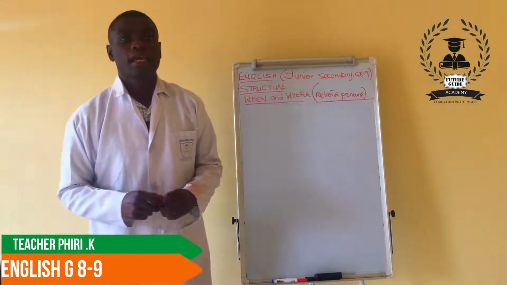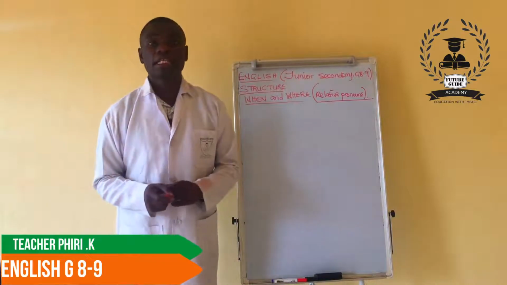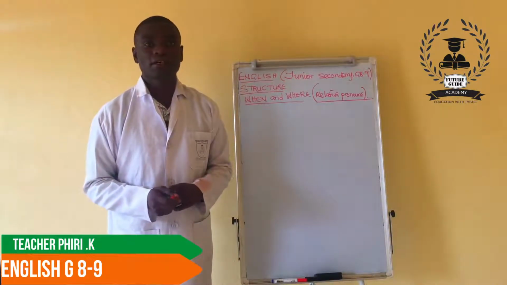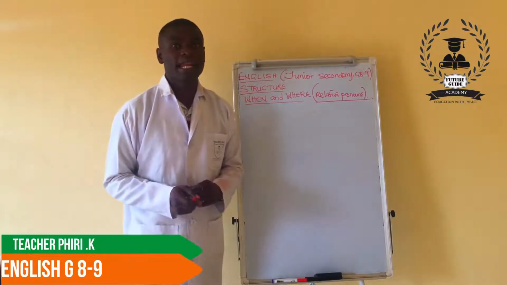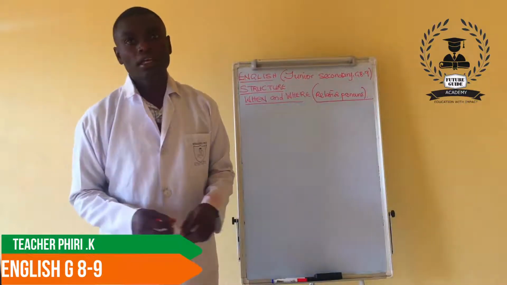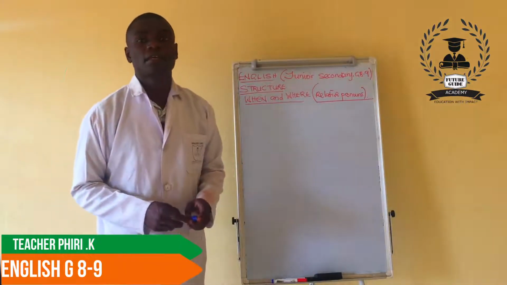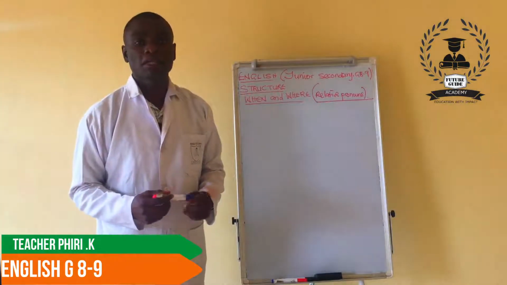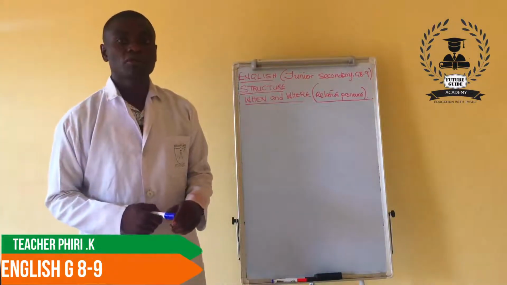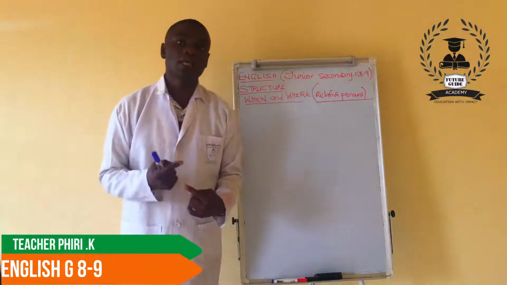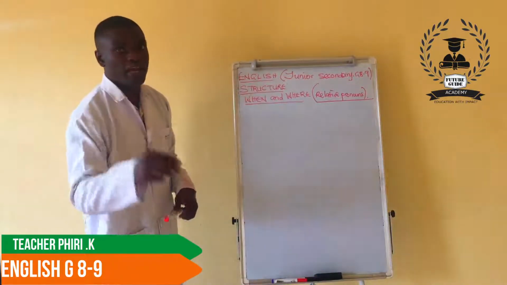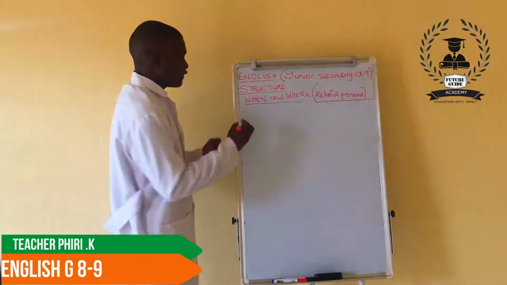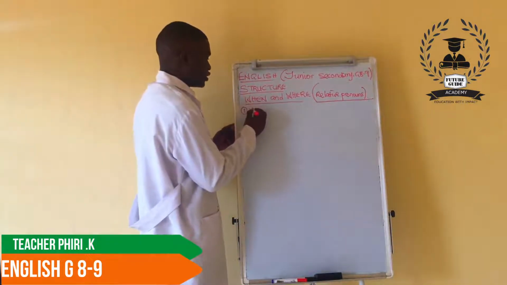This morning we are looking at English for those in junior secondary, grade 8 as well as grade 9. Today we are looking at two relative pronouns, which are when as well as where. By the end of the lesson, you should be able to know how best you can use when as well as where. Let's start with the first one, which is when.